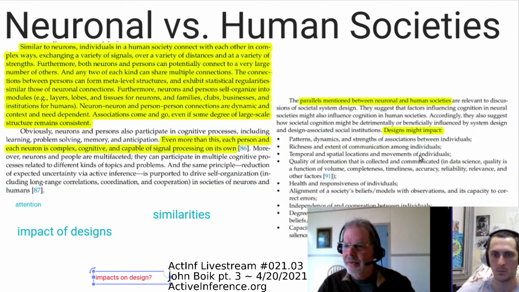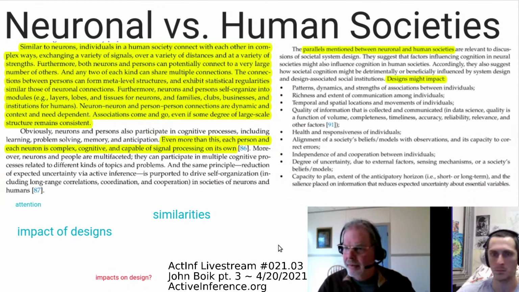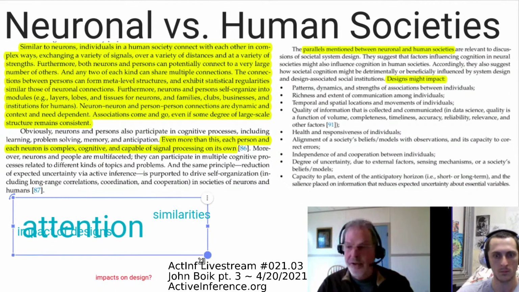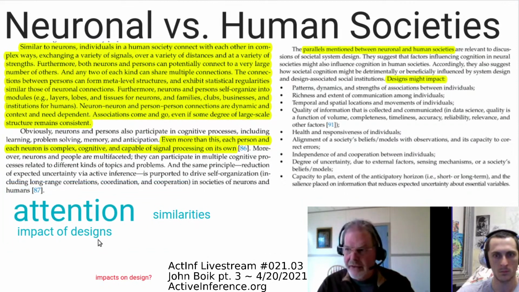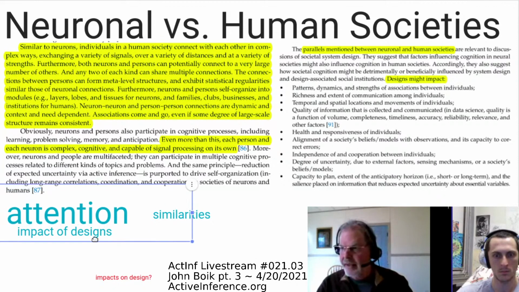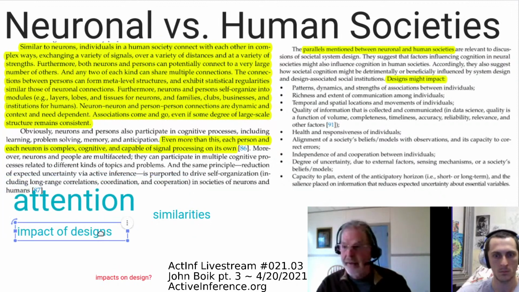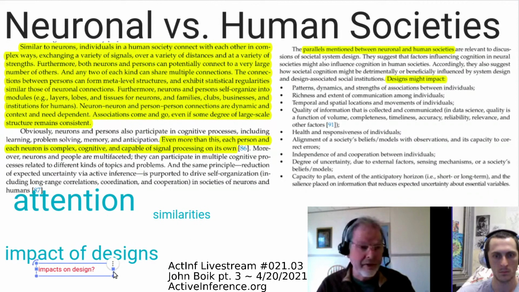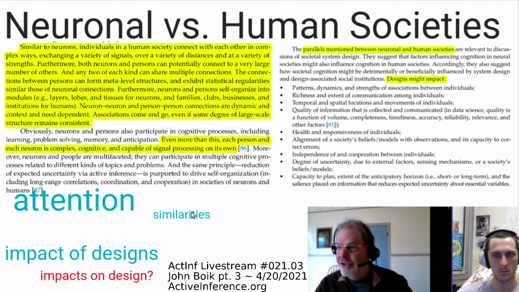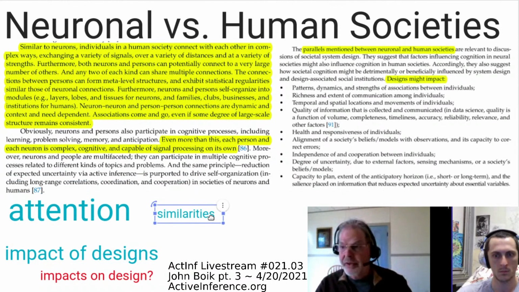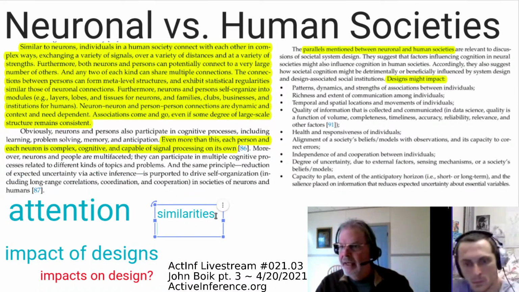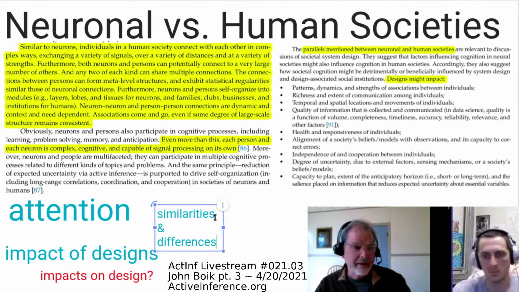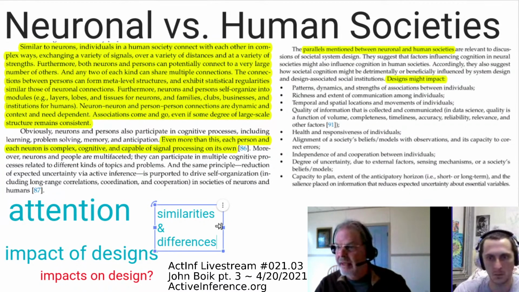I'll just read a little bit from that first paragraph. Similar to neurons, individuals connect with each other in complex ways, just as neurons do. We exchange a variety of signals over a variety of distances, at a variety of strengths. Both neurons and persons can potentially connect to a very large number of others. Each neuron, each person can share multiple connections with others, and these connections can form meta-level structures like institutions or tissues or whatever the case may be.